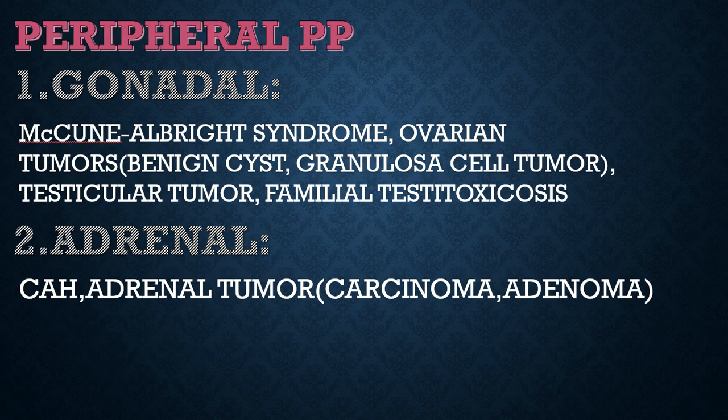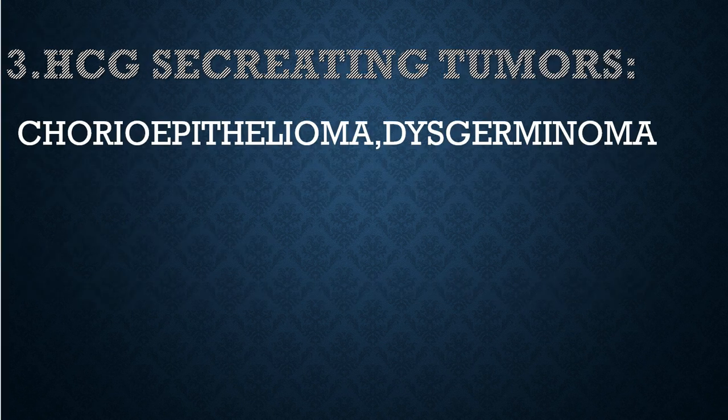Okay, the second one is the peripheral precocious puberty, and in that the first cause is gonadal. That may include McCune-Albright syndrome or any ovarian tumor like benign cyst, granulosa cell tumor, or testicular tumor, or familial testotoxicosis. The other cause will be adrenal, like adrenal tumor and CAH. And the third one is HCG secreting tumor, chorioepithelioma and dysgerminoma.